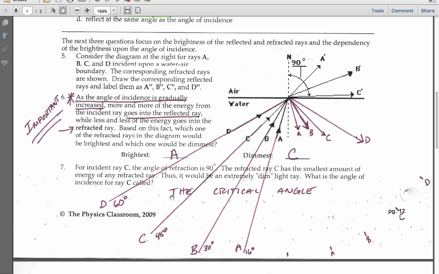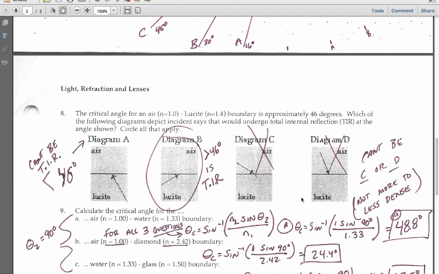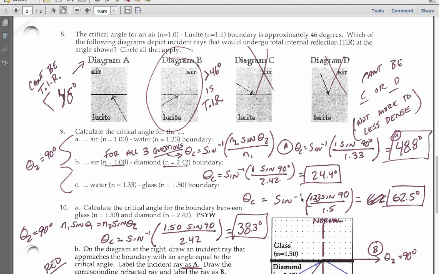So we must meet the critical angle first before we can have total internal reflection. Now that's important for this next page as we talk about the princess cut or the perfect cut for a diamond. For number 8 up here, it asks to circle all that apply that would undergo total internal reflection. And we know that the critical angle is 46 degrees.